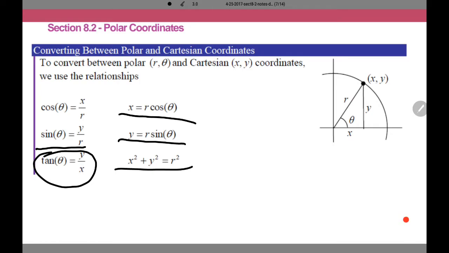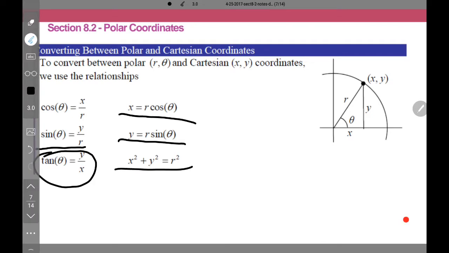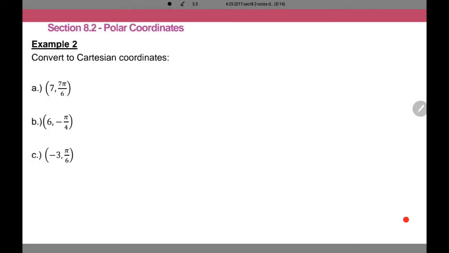So that's the good news. Those aren't anything new. We've used some of these before. So let's just convert some of these. Here r is equal to 7, and theta is 7 pi over 6.